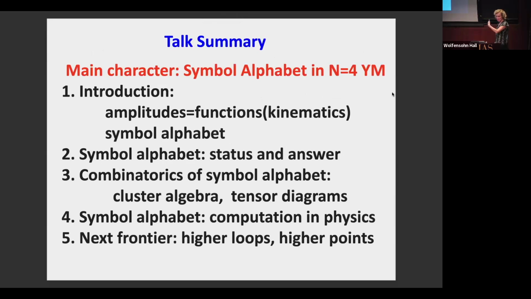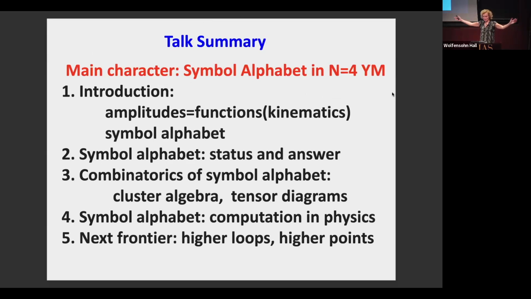Back to my slide I keep showing over and over. Let me just say it again. Summarize the talk. The main character we talked about was the symbol alphabet and N=4 Yang-Mills theory. I presented to you the statement that amplitudes are a function of kinematics. I told you a little bit what the kinematic space is, what the functions are, what the symbol alphabet is. Then I presented for you the answer.